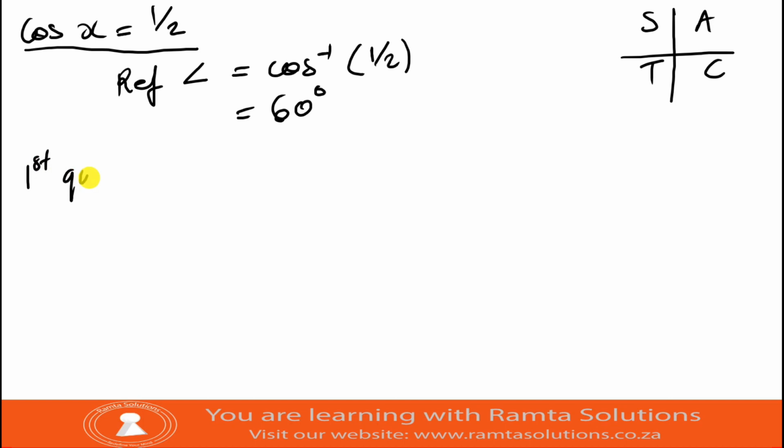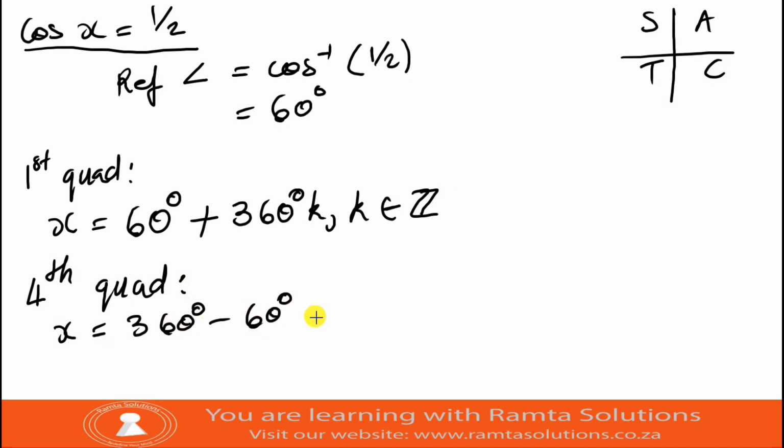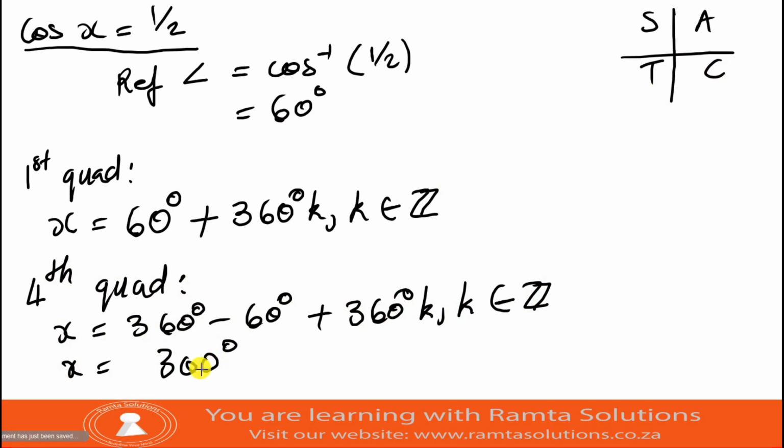So for the first quadrant, we will say x equals the reference angle as it is, 60 degrees plus 360 degrees k, where k is an element of the integers. Then we proceed to the second condition. Cosine is positive in the fourth quadrant. In the fourth quadrant, the reduction formula is 360 degrees minus 60 degrees, plus 360 degrees k, where k is an element of the integers. Therefore, our answer is 300 degrees plus 360 degrees k.